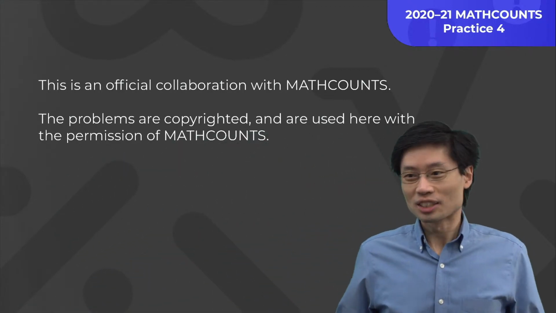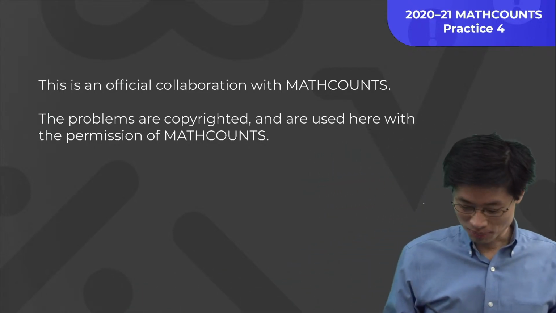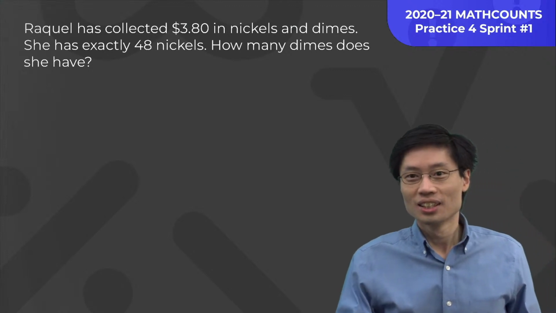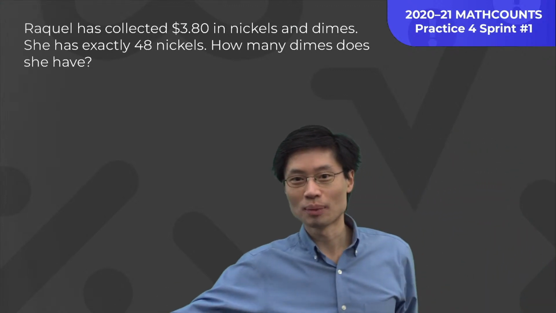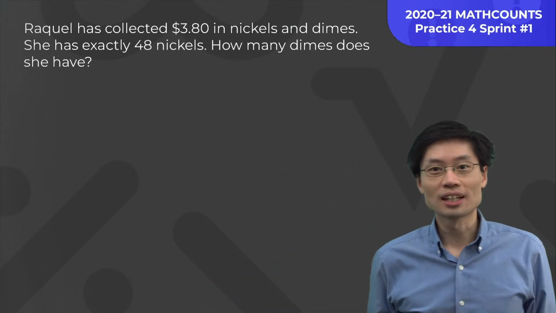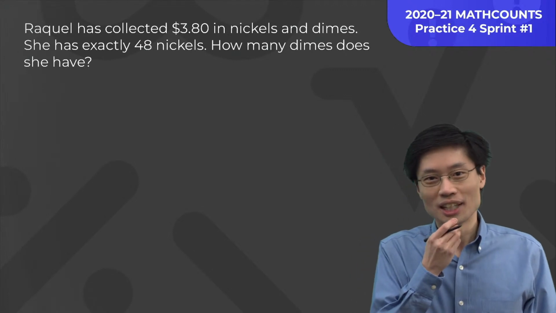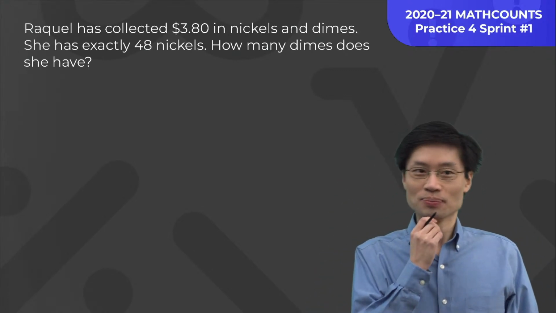Okay, let's do this. All right, let's do some problems. What's the first problem? I can't wait. Raquel has collected some money. What's this about? Raquel has collected $3.80 in nickels and dimes. She has exactly 48 nickels. How many dimes does she have?